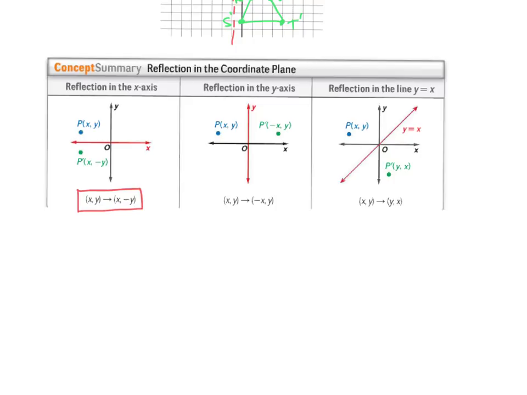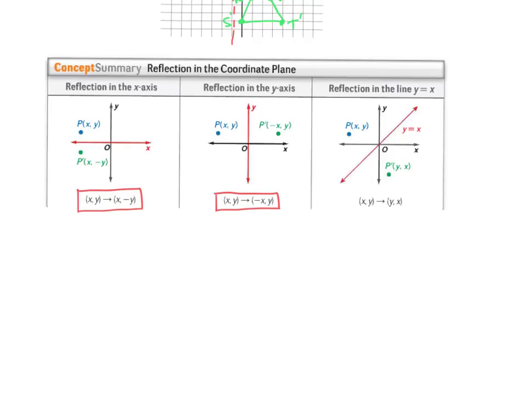All right, and then if we reflect in the y-axis, so for example, if we take point P and reflect it in the y-axis, notice that P and its image point P prime have the same y value, because they line up horizontally, but they have opposite x values. So in other words, when we reflect in the y-axis, a point (x, y) would become the point (-x, y).